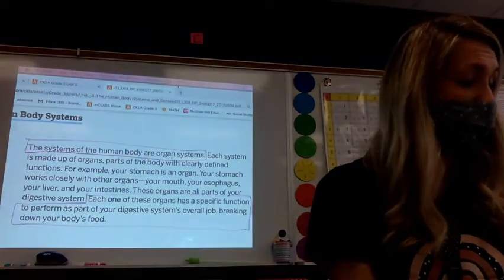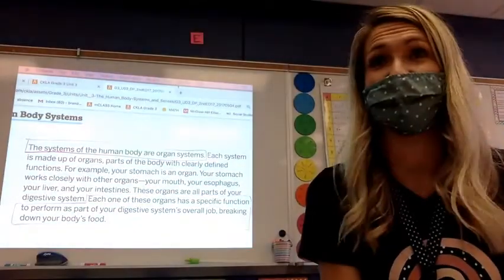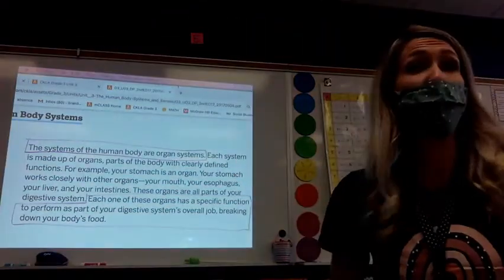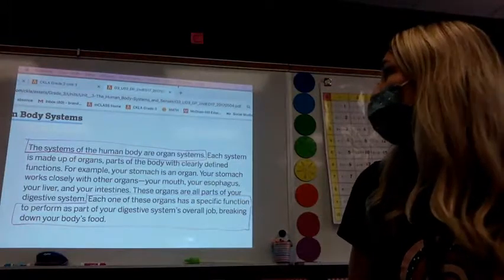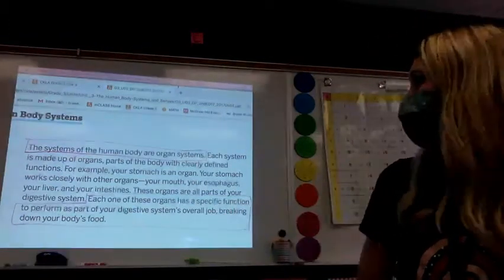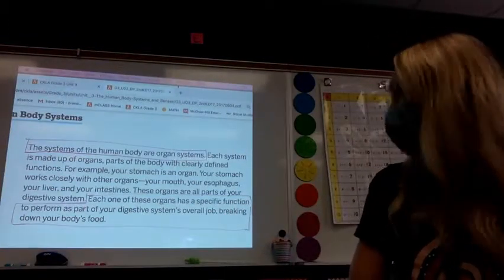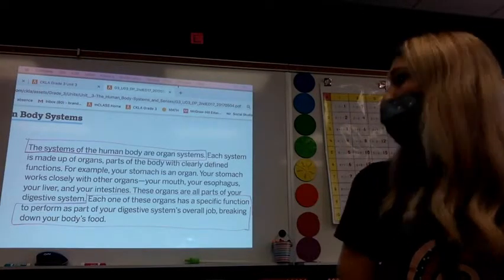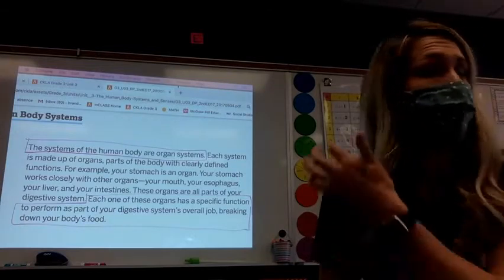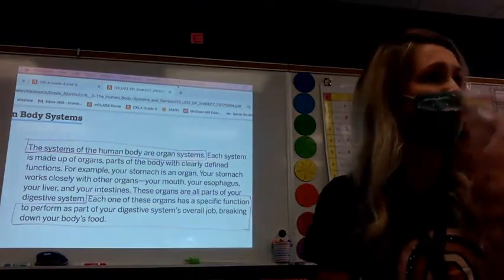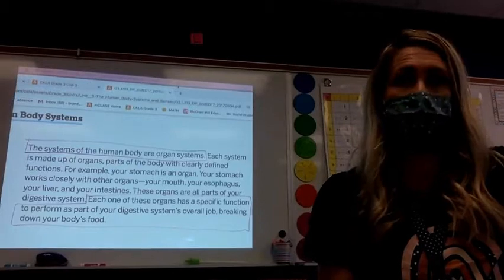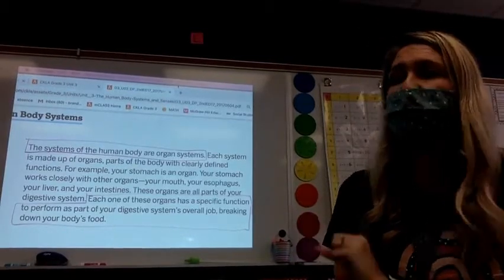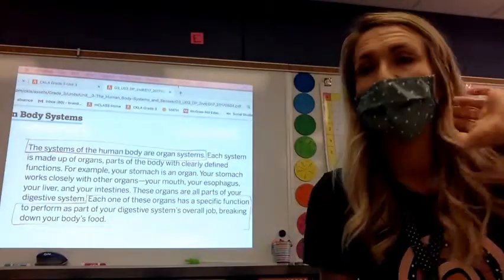Yeah. How does the last sentence relate to the first sentence? So our first sentence that Brock just read us: the systems of the human body are organ systems. And the last sentence: each one of these organs has a specific function to perform as part of your digestive system's overall job, breaking down your body's food. How does that last sentence relate to the first sentence? Turn and talk about it for a second.